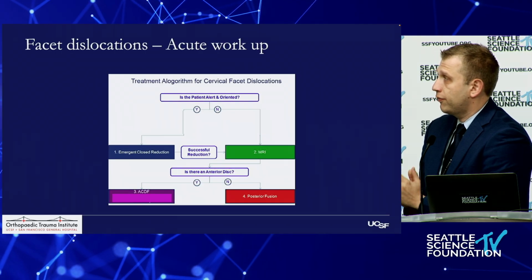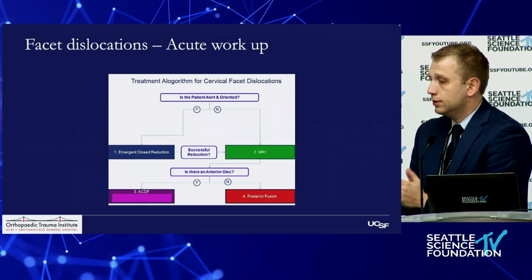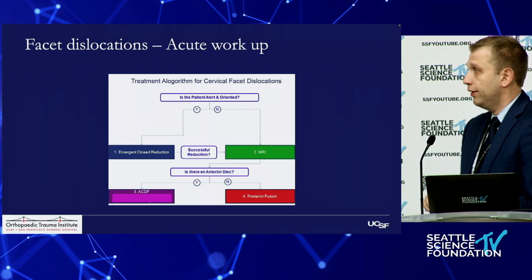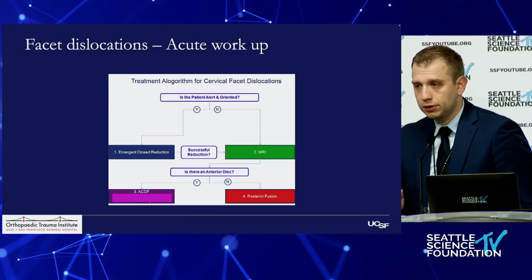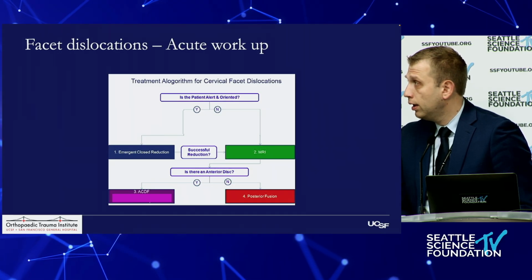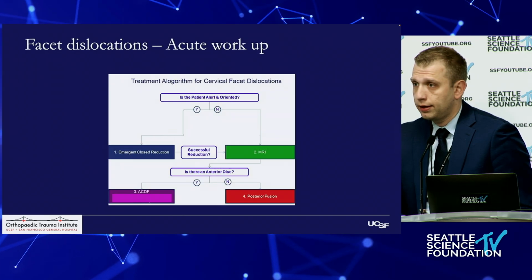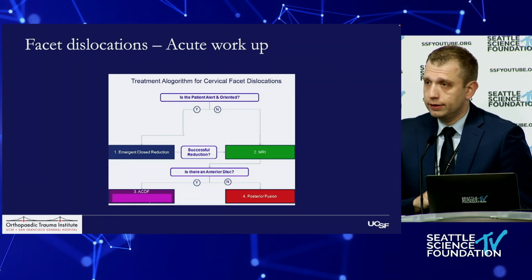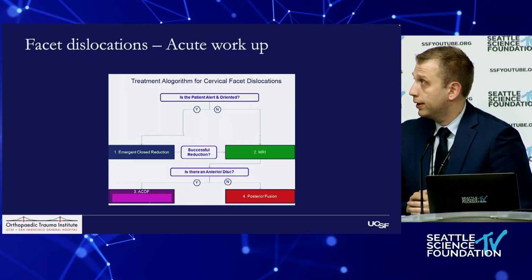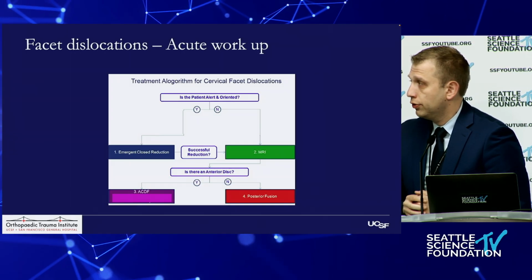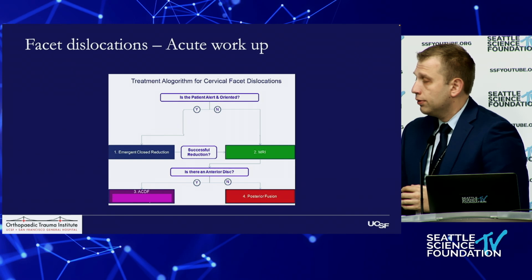And so my first question when a patient comes in is whether the patient's awake or not, and whether they're examinable. If so, I immediately do an emergent closed reduction. Once I get that reduction, I then go and get the MRI to see the status of the disc, and that helps me with surgical planning. If they're not awake and oriented, I take them to the MRI immediately.